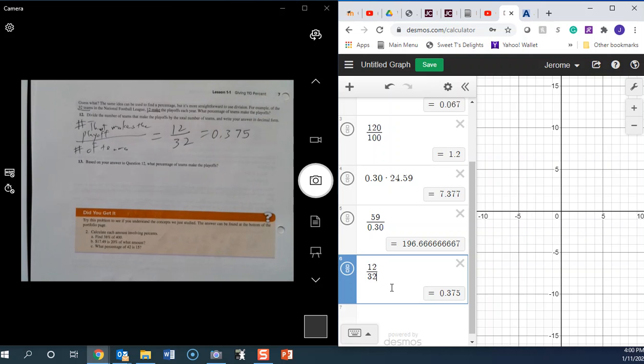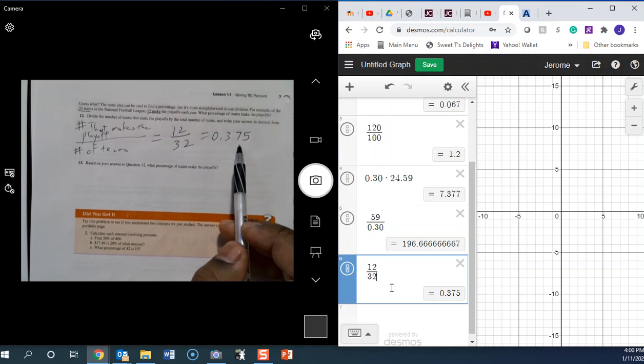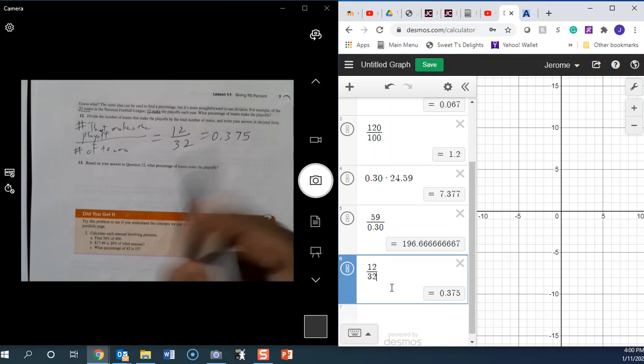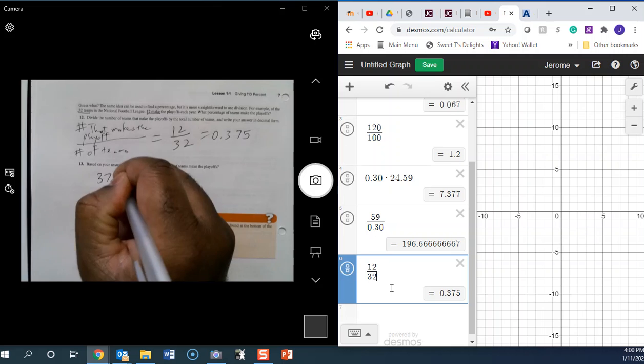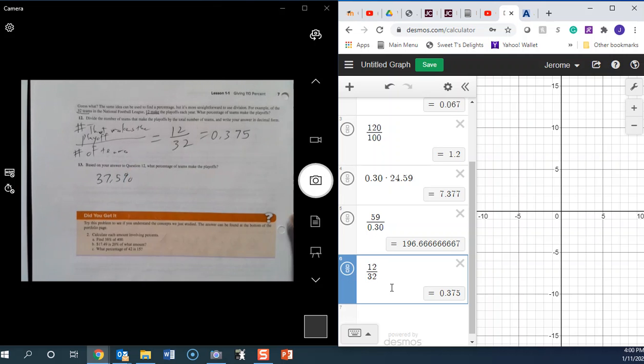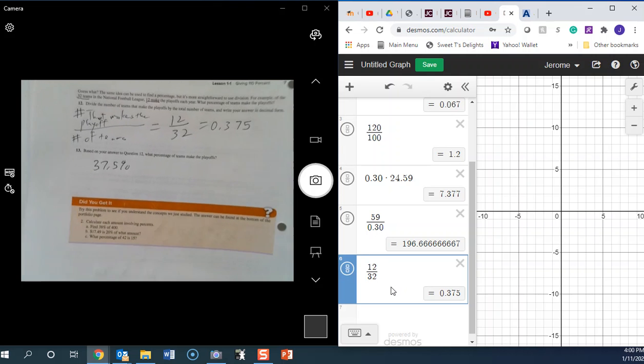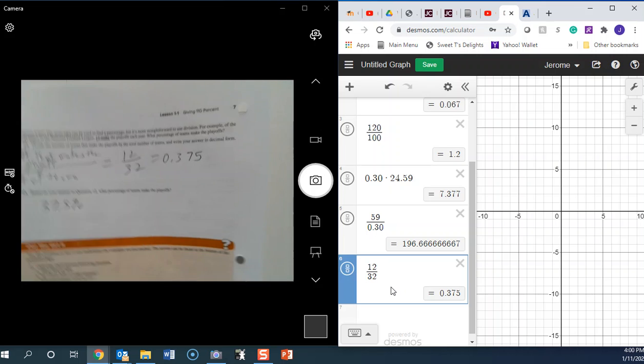Now number 13, it says, based on your answer to question 12, what percentage of teams make the playoffs? Now if you notice here, we have this decimal here, so we move 2 places to the right, which will give us 37.5%. Oh, hold on 1 second. Okay. So it would give us 37.5%. And that is basically it from page 7.